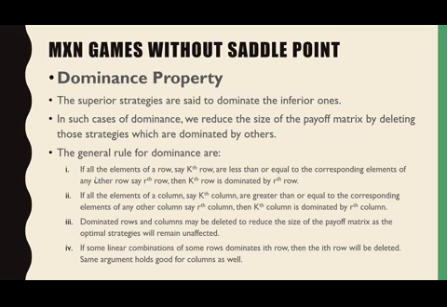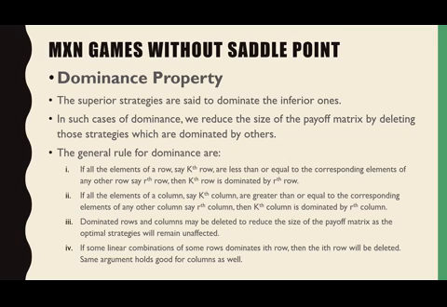The first one is, if all elements of a row, say the kth row, are less than or equal to the corresponding elements of any other row, say the rth row, then the kth row is dominated by the rth row. See, if for any particular row all the elements are less than or equal to the corresponding elements of another row, then whichever row has the smaller elements, that particular row you can delete.